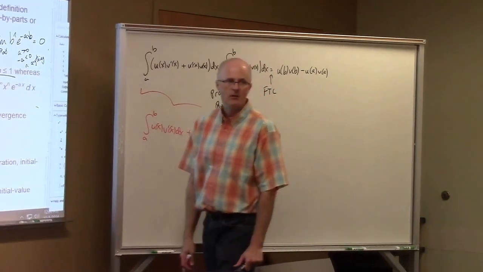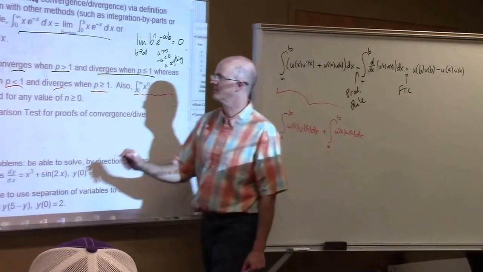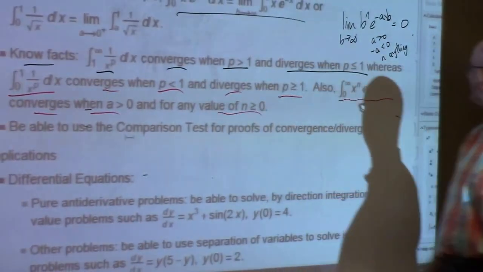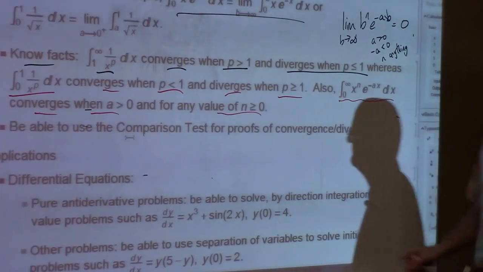So you'll get a natural log when you do the integral. You can also know that this kind of integral converges as long as a is greater than 0 and n can be any n greater than or equal to 0 there as well. Those are useful integrals for comparison test proofs.